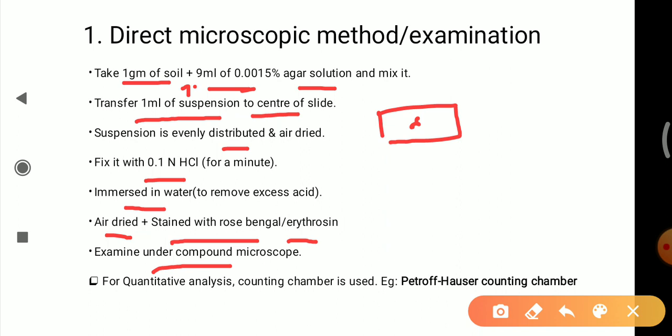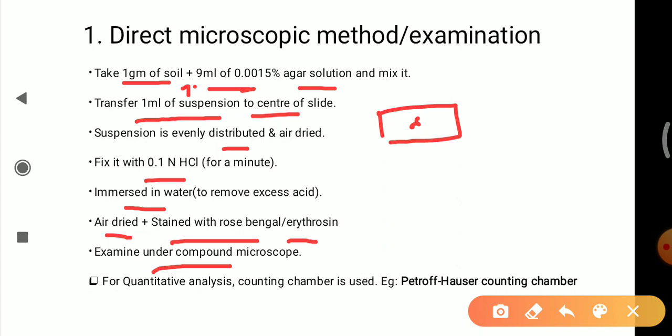In the direct microscopic method, first of all, we take 1 gram of soil, add it into 9 ml of 0.0015% agar solution and mix it well. Now the suspension is ready. From that, we take 1 ml of suspension and make a smear with the help of a nichrome wire or a pipette. We allow it to air dry, then fix it with 0.1 normal HCl, a chemical fixative. Then we immerse it in water to remove the excess acid, air dry again, stain with rose bengal or erythrosin stain, air dry again and examine under the compound microscope.